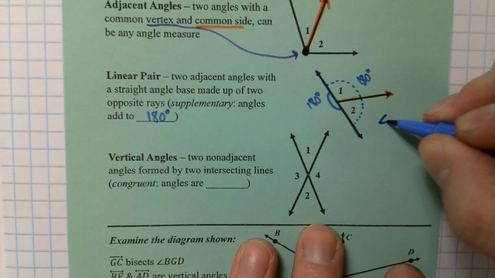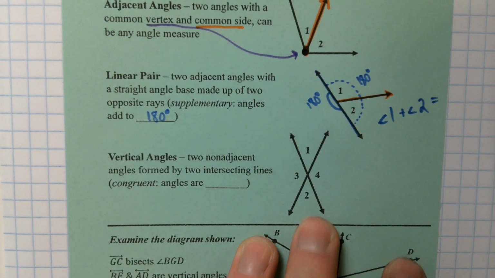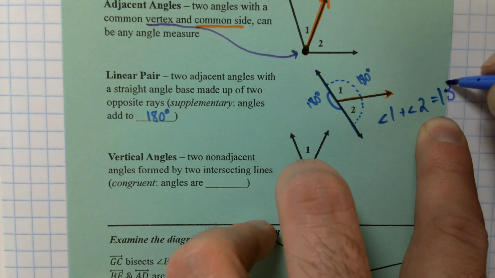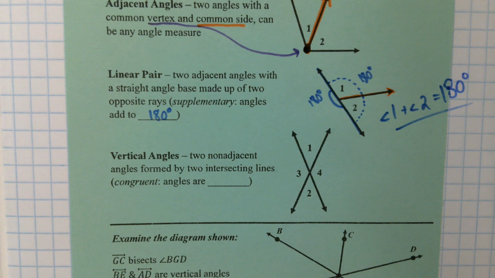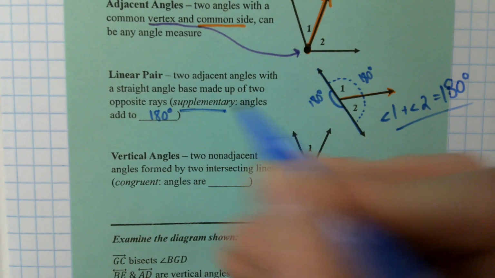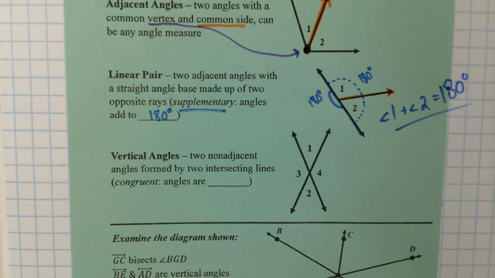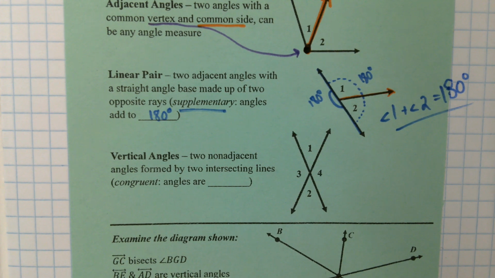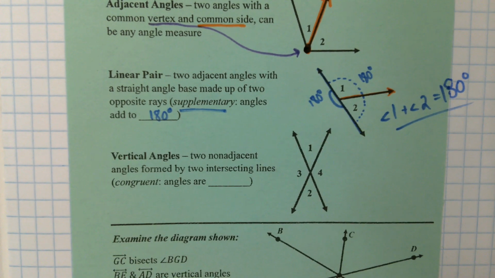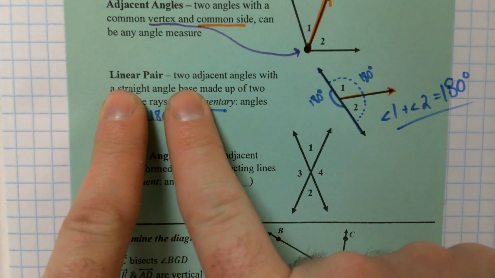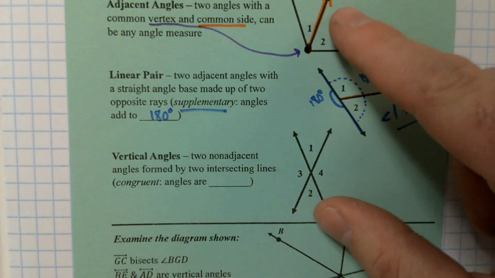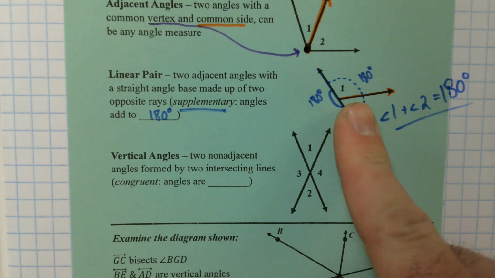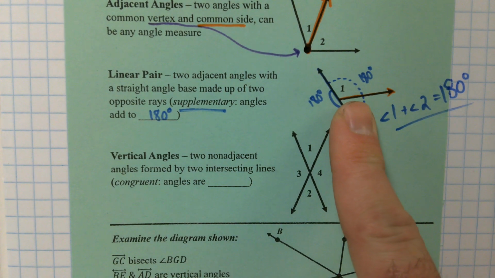Which means angle 1 plus angle 2 has to equal 180 degrees. In this case right here, with a linear pair. Again, also called supplementary. I want to make you aware of all the different names it could be called. Now again, this is a type of adjacent angle. Not all adjacent angles form a 180 degree straight angle, but some of them do. Those that do are called linear pairs.